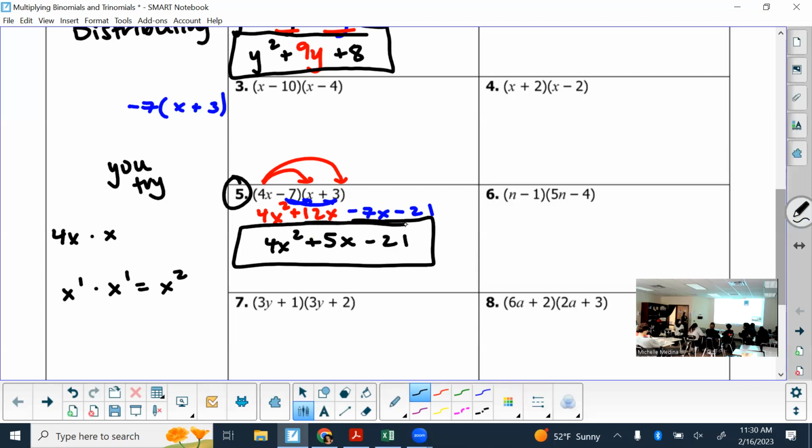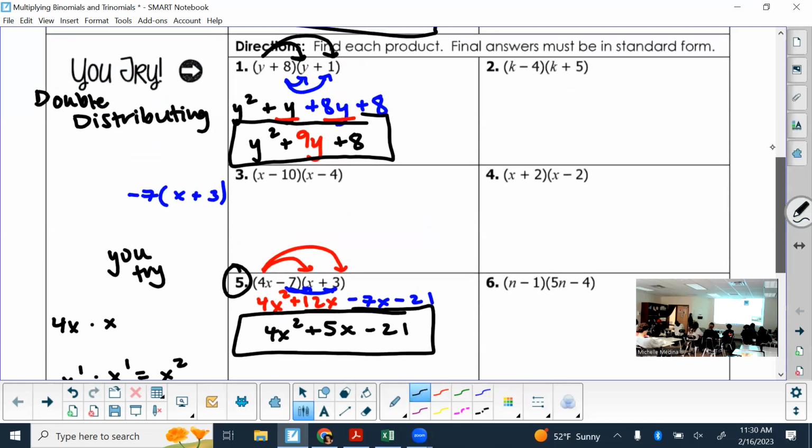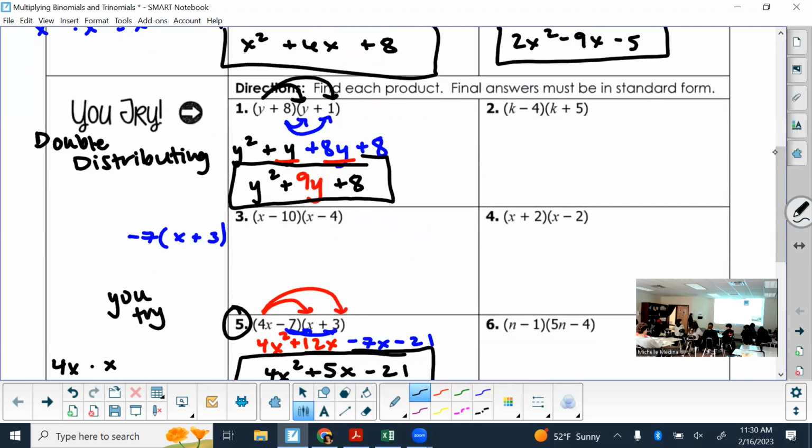Do you remember our rules with the negative numbers? Okay, so show me that you know your rules with negative numbers. This time you can use whatever method you want. I'll have you try 4 and 6 then. And use either FOIL or double distribute, whatever you like.